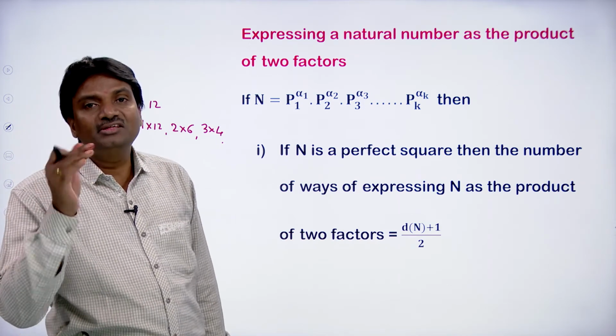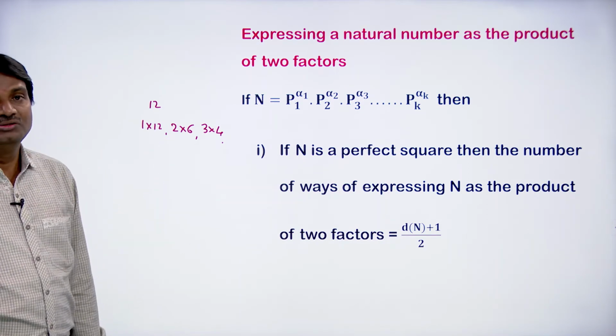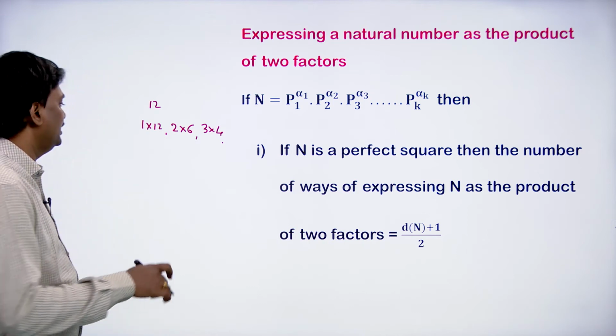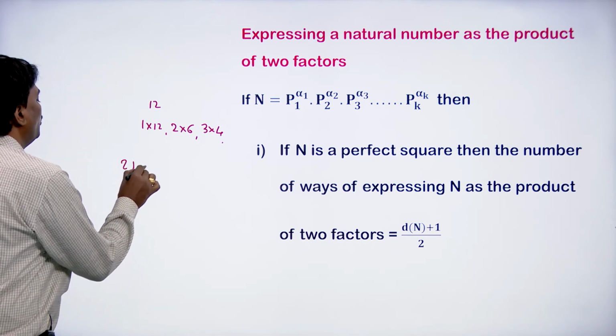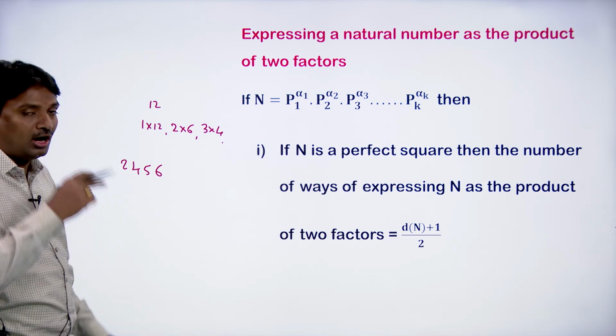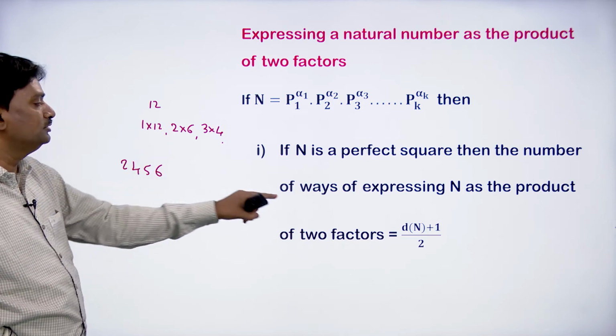Since 12 is a small number, we can do it like this. But if the number is large, say 2456, and we must find the number of ways of expressing a natural number as the product of two factors, it is not possible to express it like this. So here we have to use a formula.